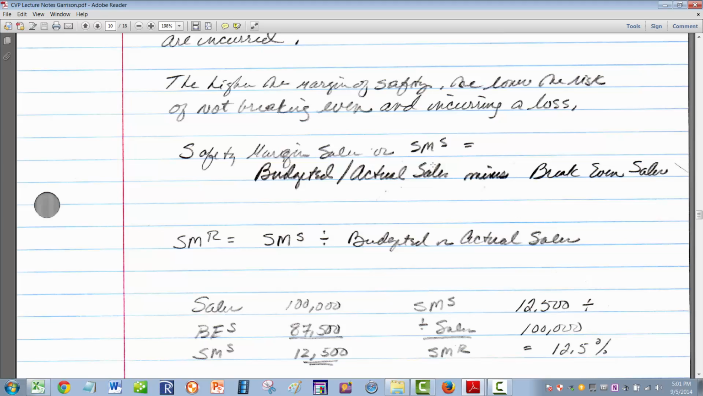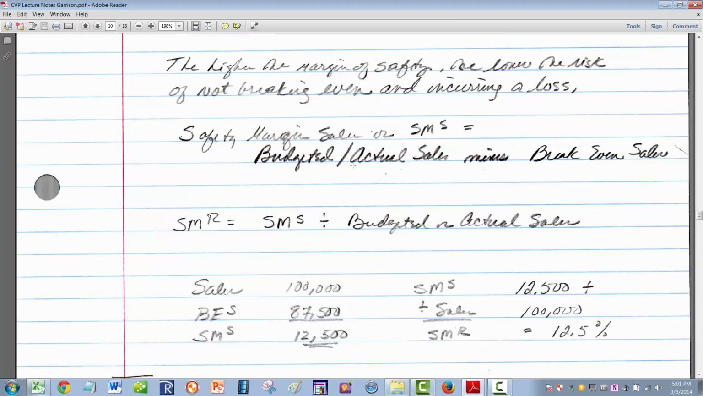So safety margin sales are SMS: the budgeted or actual sales minus the break-even sales. Well, it's pretty easy to figure out the budgeted or actual sales. What you have to do is just be able to calculate break-even sales. And so how do we calculate break-even sales? It's going to be fixed costs divided by the contribution margin ratio, okay?